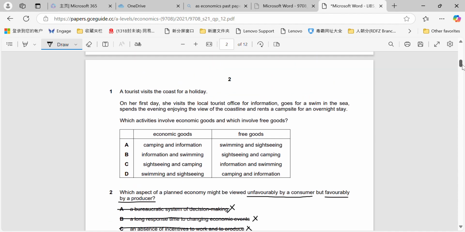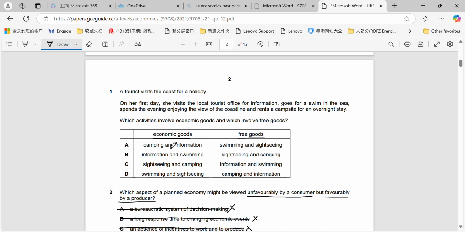And finally, question 1. A tourist visits the coast for a holiday. First day she visits a local tourist office for information, goes for a swim in the sea, spends the evening enjoying the view of the coastline, and rents a campsite for an overnight stay, okay? Remember, economic goods involve factors of production and free goods don't. They're not scarce and they have no opportunity cost.